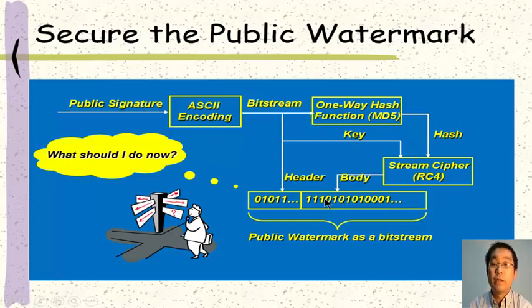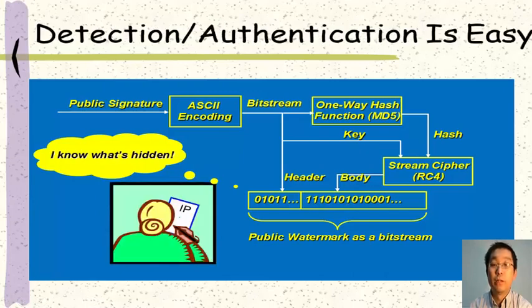And finally, once we do all this, how difficult is it to verify or authenticate the watermark? We claim this is also very easy. For a person to verify the claimed public watermark, he or she can start with the public signature, do a plaintext ASCII encoding, and then check the public watermark header. If the header matches, that is a very good sign that this is probably the authenticated user.